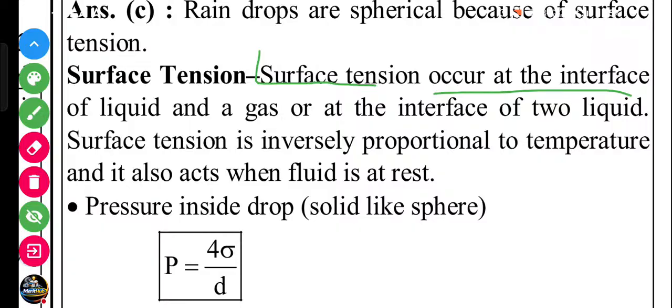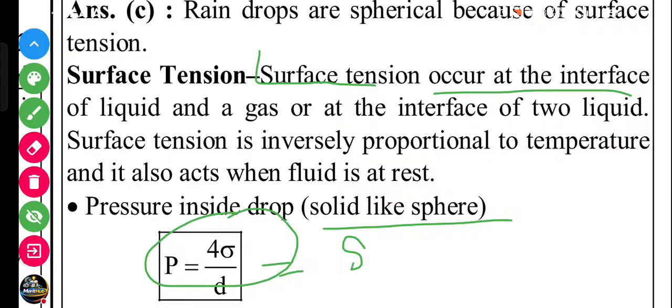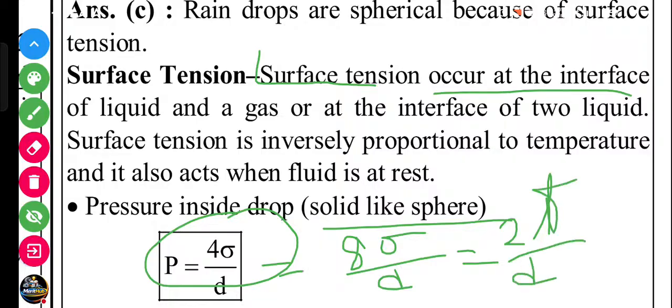Pressure inside a drop: for a solid-like sphere, P equals 4 sigma by d. For a soap bubble, P equals 8 sigma by d. And for a water jet, 2 sigma by d. If we convert them into a ratio, then it is 1 to 2 to 4.